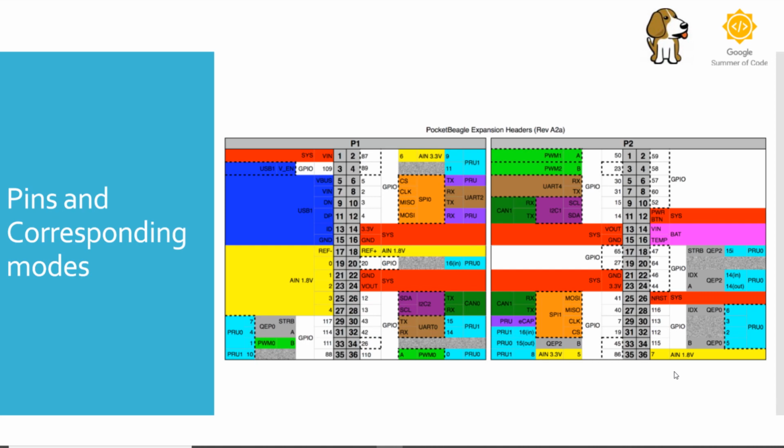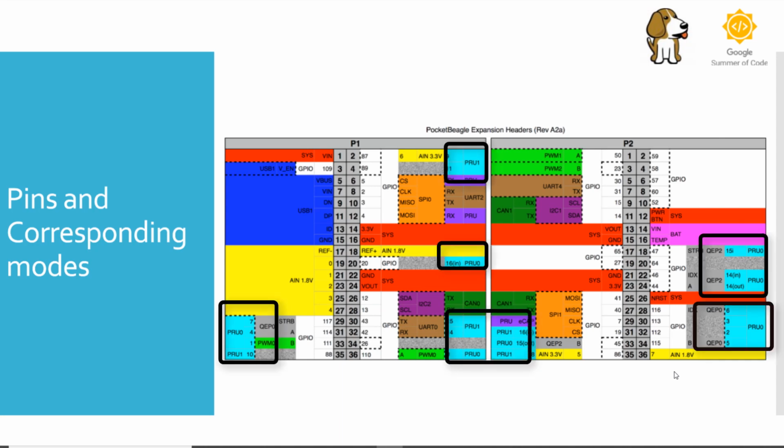Here you can see the P1 and P2 headers that you can find on the PocketBeagle. There are specific functionalities that are available only on the specific pins. For example, SPI0 is available on 6, 8, 10, 12 of the P1. Similarly, the UART0 is available on pin 30, 32 of the P1 header. You can also see that there are some pins which have a PRU label and are colored in cyan color. These pins have the enhanced PRU functionality.